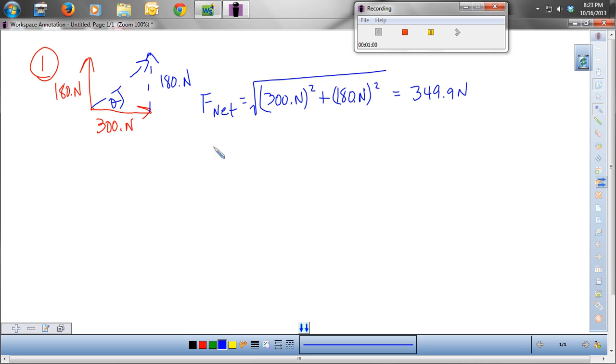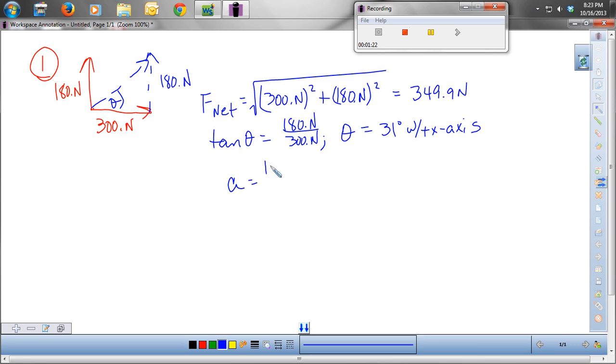And now I need that theta, so I said that the tangent of theta is equal to the side opposite, 180, over the adjacent 300. So I got theta to be equal to 31 degrees. And I'm going to say 31 degrees with the positive x-axis. However, I'm not done because now they want the acceleration.